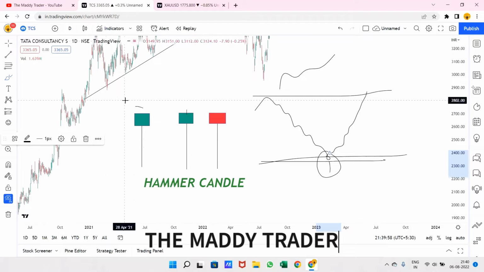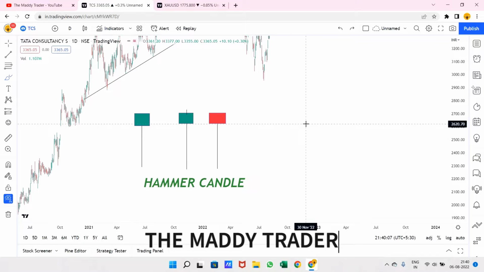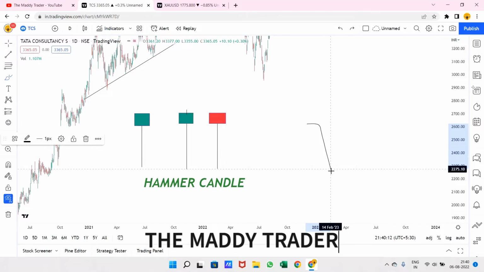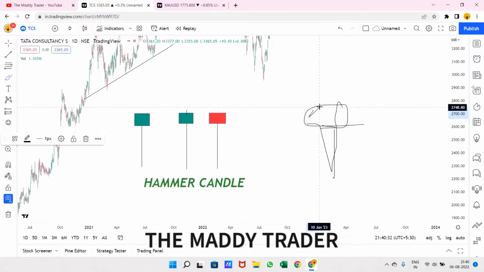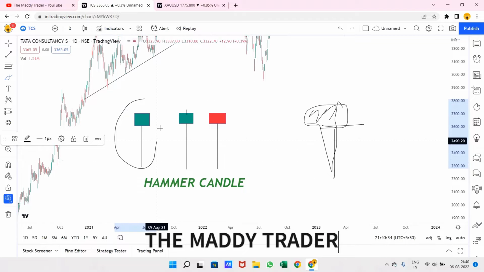So first understand the psychology of this candle. As you can see, the candle opens here, and the sellers push the price all the way down, but the buyers want to push the price up, and they push the price up, and the sellers lose the power, and the buyers push the price above the open price and close above it, and that's how the wick is formed, and the body is formed in green color. This is how this candle happens in the demand zone.